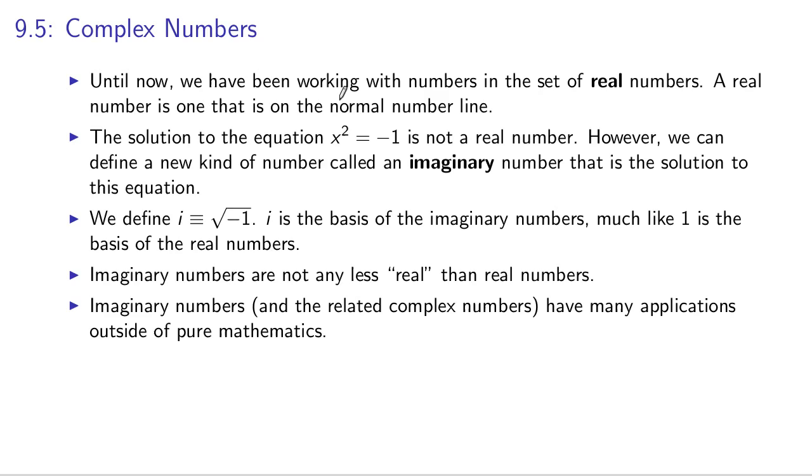Algebra 2, Chapter 9, Section 5, Complex Numbers. Until today, we have been working only with numbers that came from the set of real numbers. And I've said before that we can abbreviate the set of real numbers using a blackboard R, which looks like this, the big bold style of the R. A real number is any number that's on a normal number line.